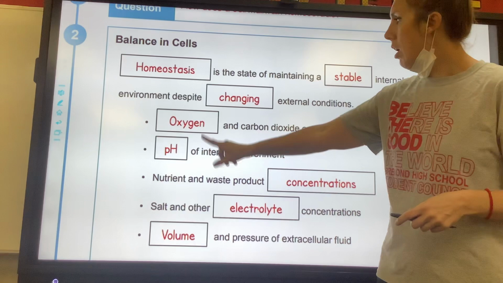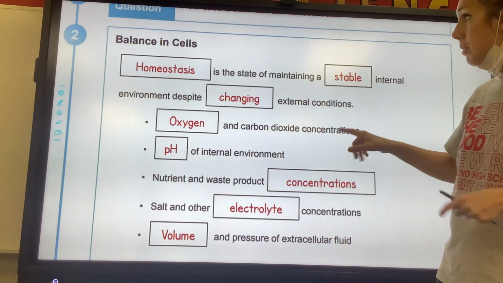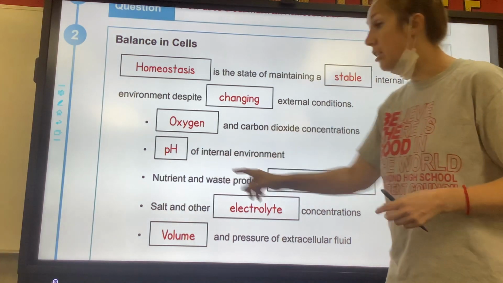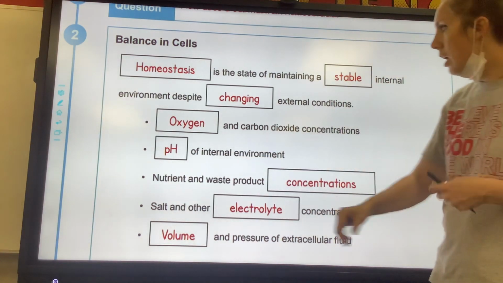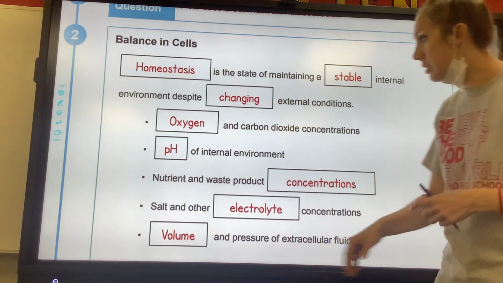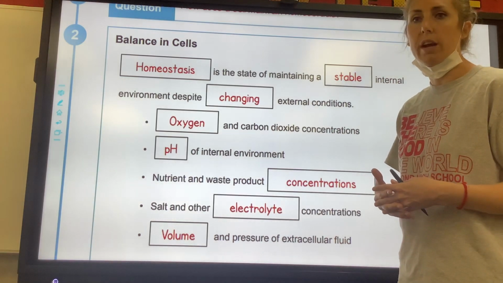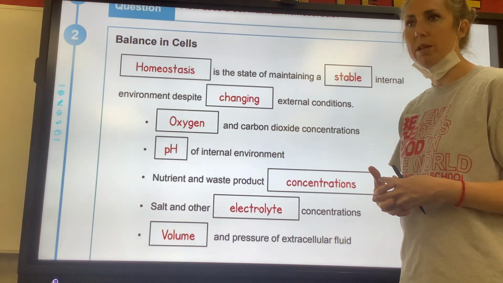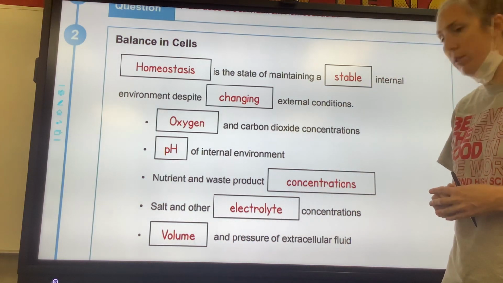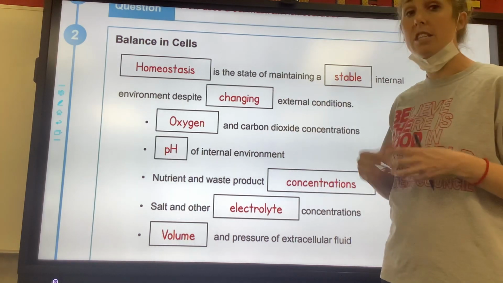For example, oxygen and carbon dioxide concentrations can be maintained, like you always have to maintain a balance between those. Your pH, always have to maintain a balance. Nutrient and waste concentrations, always maintain a balance. Salt and electrolytes, that's why sometimes you do need to drink things like Gatorade or even drink things that are a little bit salty. And then volume and pressure of extracellular fluids. All of these are examples of things that need to always be in check, okay?